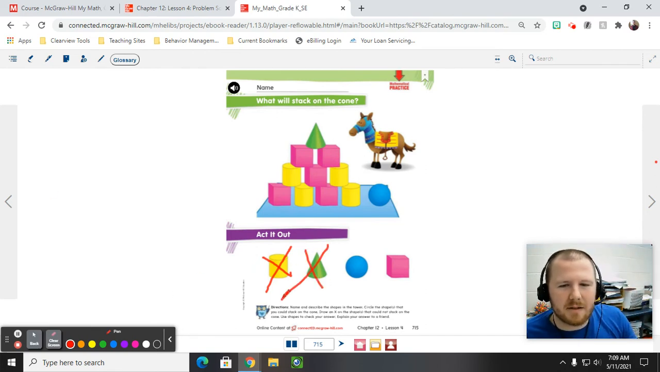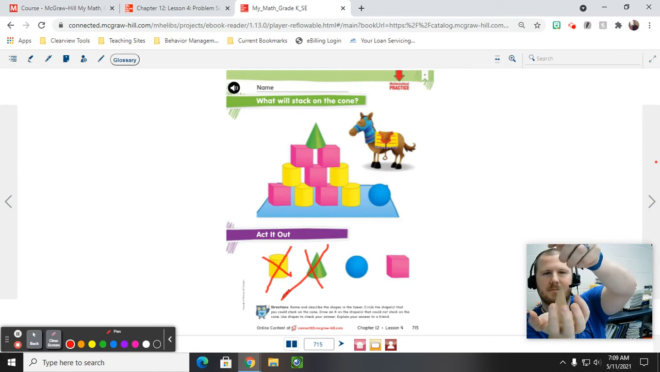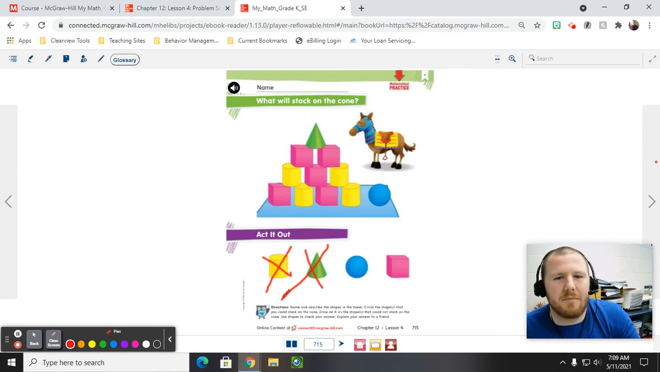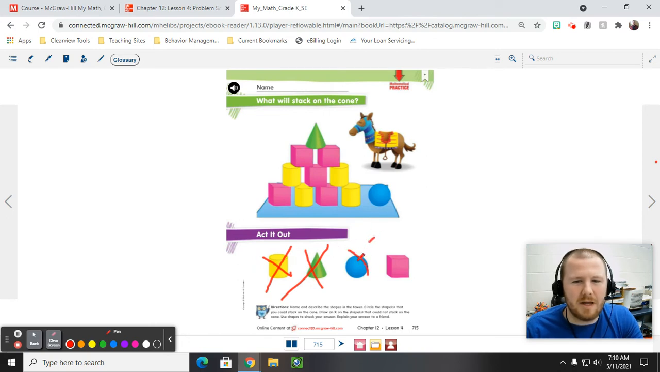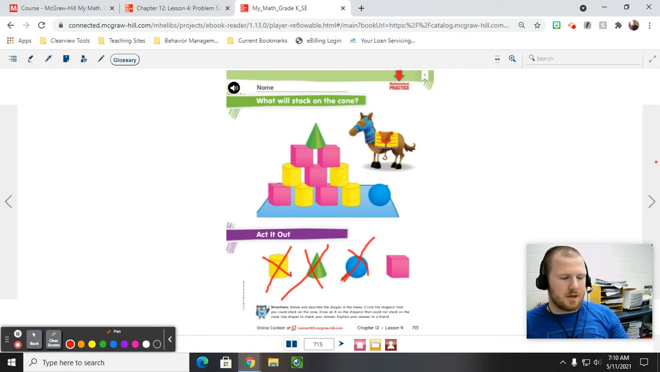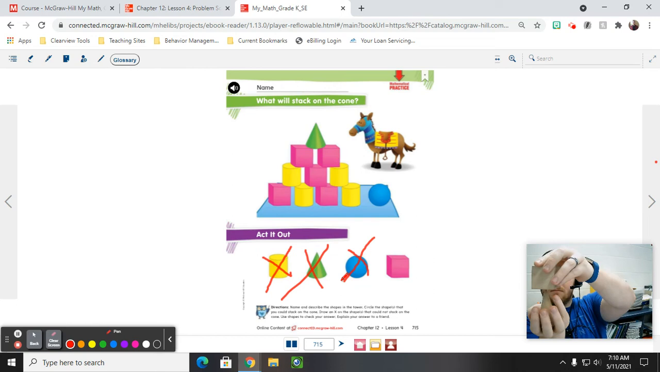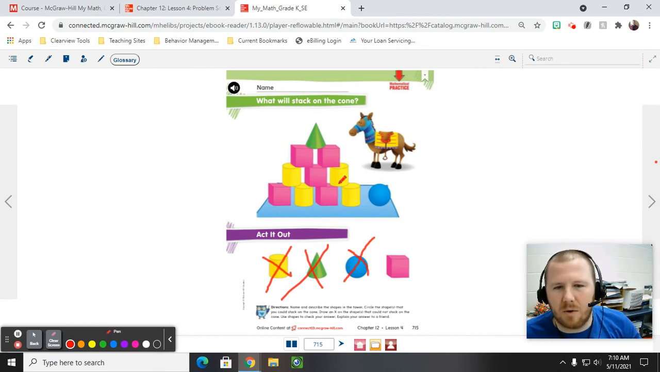All right. Sphere. Well, it didn't stack before. It's not going to stack now. There won't even be anywhere to set it. So nope. Last but not least, the cube. Nope. Not going to work. All right. So we've crossed all of those off.